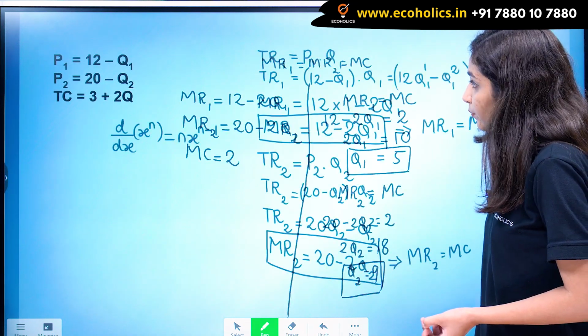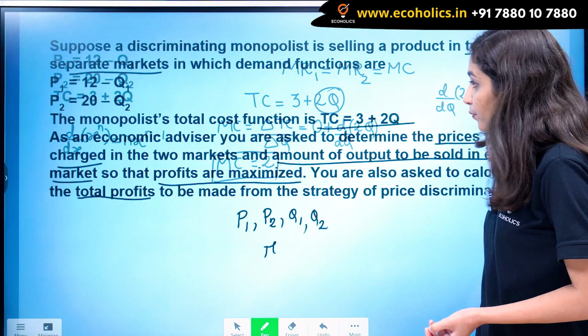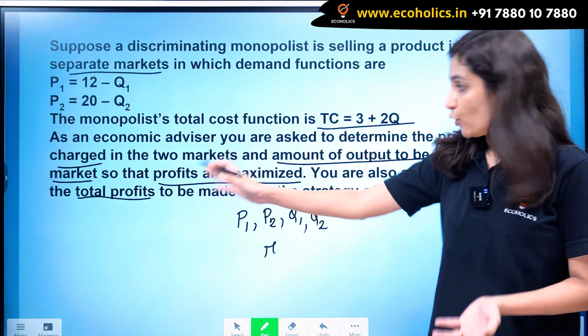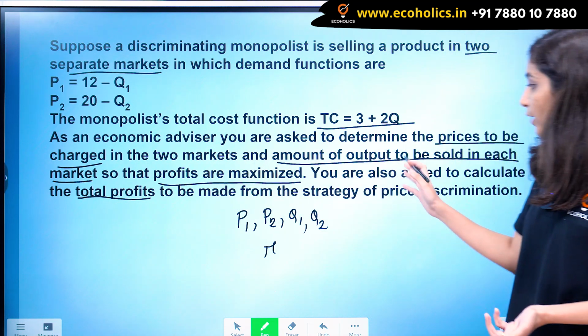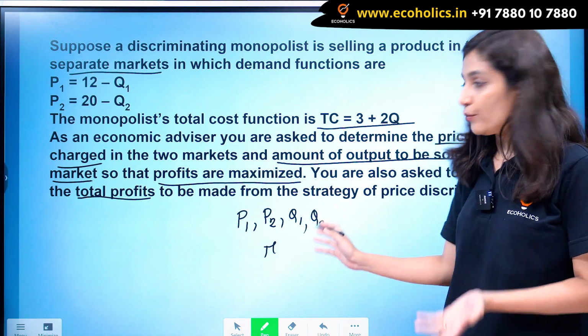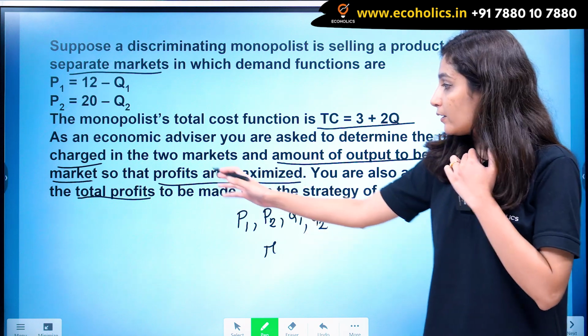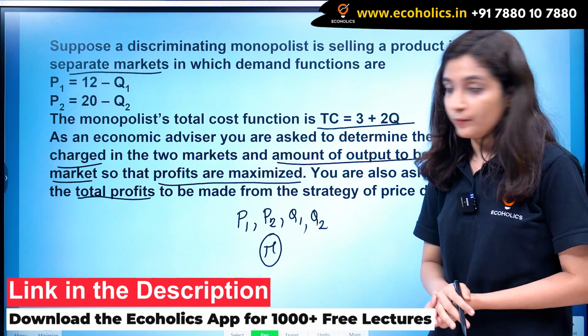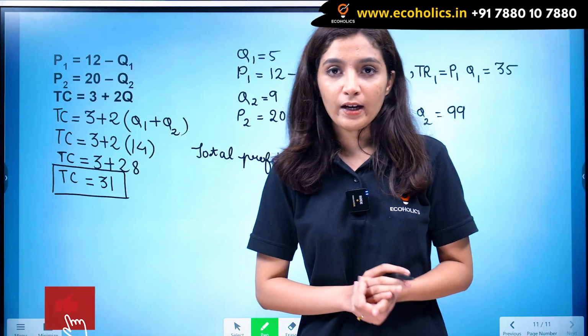So, we needed to find the prices charged in both markets, we have already found this. The amount of output to be sold in both the markets, that is Q1 and Q2, we have already found this. And the total profits. So it's done. So this completes our answer.